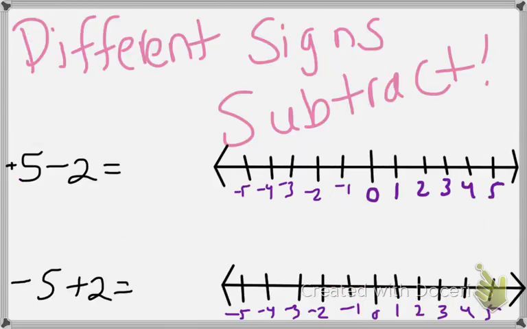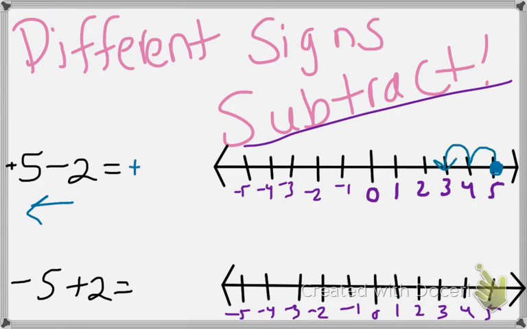Okay, so we had if the signs were the same, but what about if the signs were different? Same signs add, different signs subtract. So let's look at a normal subtraction problem. 5 minus 2, which is really positive 5 minus 2. So if we go to positive 5 on the number line, and we subtract 2, we're going to the left, right? 1, 2. We end up at positive 3.